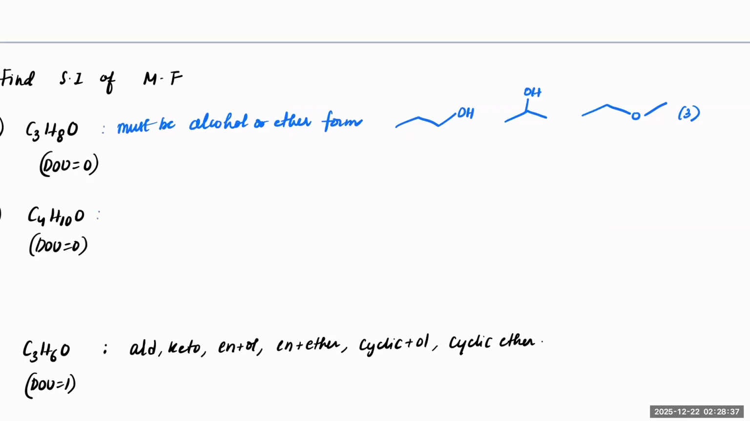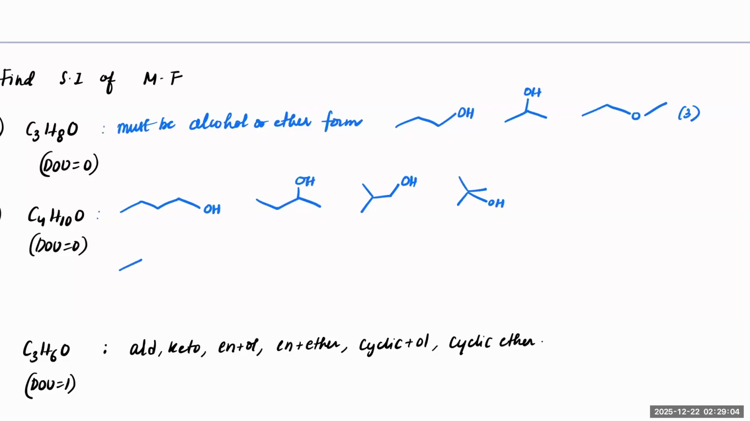Next, C4H10O. Okay. Here also the degree of unsaturation is 0. So therefore, we must have 4 carbons with an alcoholic group, and OH can be changed into various branch positions like this, and with one tert-butanol also. Right. This is the alcohol part.